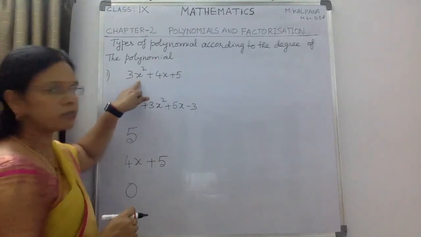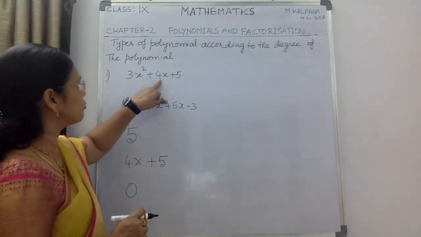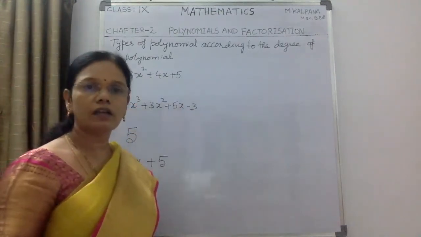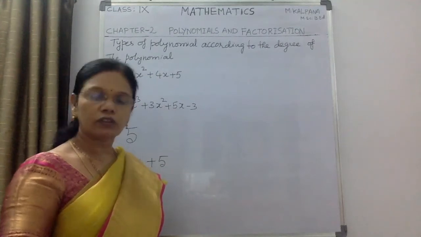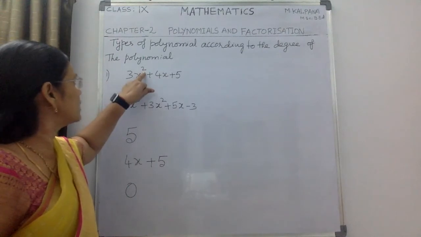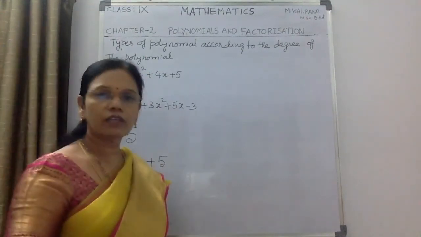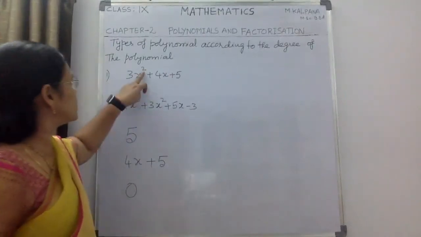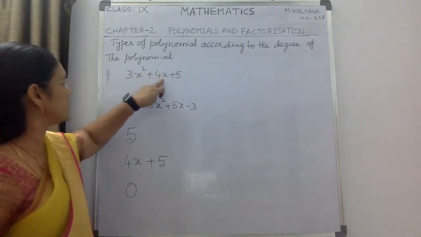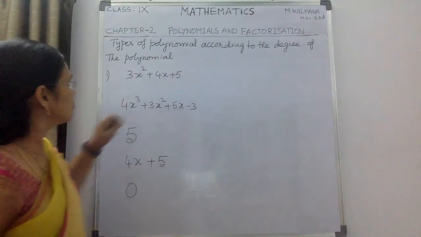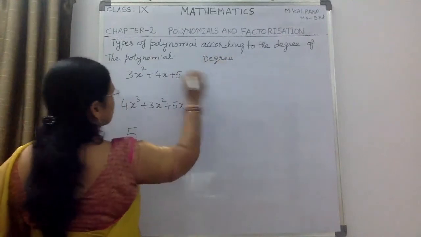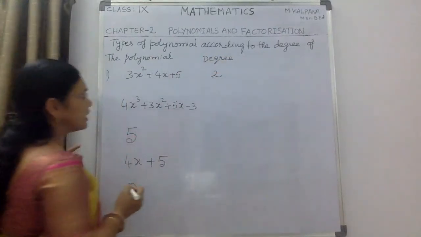Here the first term is 3x square, the second term is 4x, and the third term is 5. We know the degree of the polynomial is the highest degree among the terms. The degree of the first term is 2, because the degree is the exponent of the given variable. Here the exponent is 2. The second term has degree 1, and the third has degree 0. So the degree of this polynomial is 2.